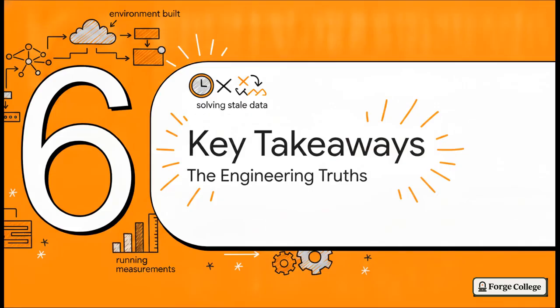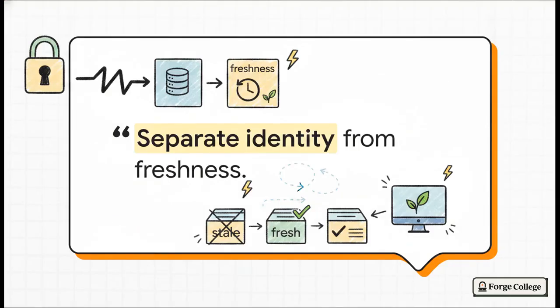Finally, let's wrap this up. Section 6, Key Takeaways, the Engineering Truths. If you remember absolutely nothing else from this explainer, remember this golden rule of distributed caching. Separate identity from freshness. By locking the resource ID away from its version number, using resource 1 v2 instead of just resource 1, we achieve completely lock-free asynchronous invalidation. You don't have to freeze your whole database just to update one record.